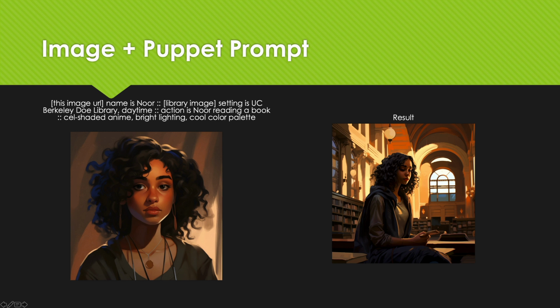All right, and then we can use this image here and put it in a scene where we have this image URL, and her name is Noor. That's the name of this character. And then we have an image of a library, and we say setting is UC Berkeley Doe Library, daytime. And then we say action is Noor reading a book, and we add cel-shaded animate, bright lighting, cool color palette, and this is the result. So we get a pretty good result for what we're looking for.